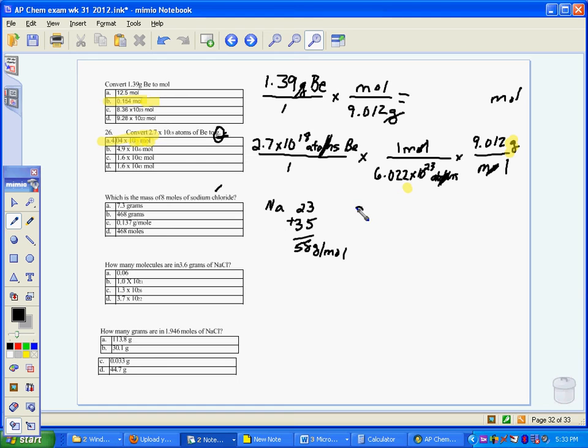I want to know mass. I start with what I'm given. I've got 8 moles. Now, again, I'm not thinking, do I want to multiply or divide? I'm just saying grams is here, and I want to end up with grams. So I can say 58 grams per mole. So my grams is on top, moles is on bottom. Moles cancel. I end up with grams. So I'm pretty sure I got my problem set up correctly.